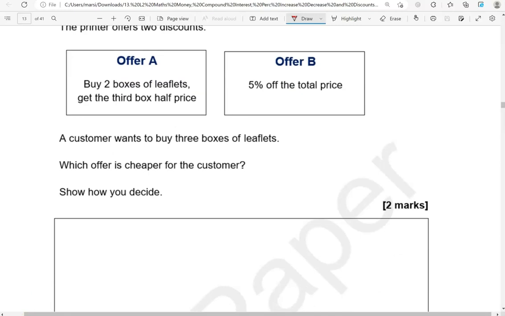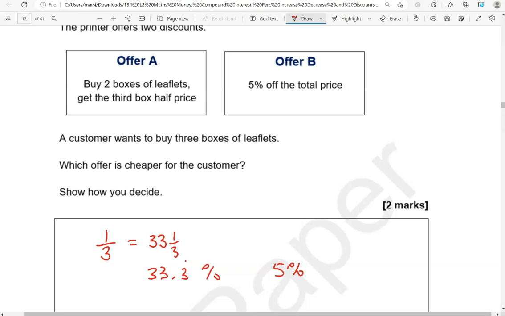So practically, you get a third off. A third is 33 and a third, so 33.333%, whereas offer B, you only get 5% off.